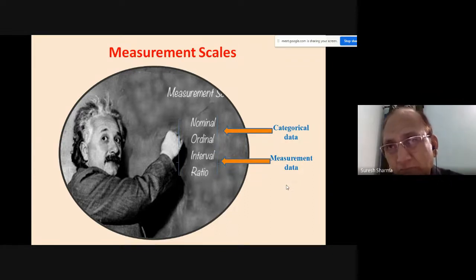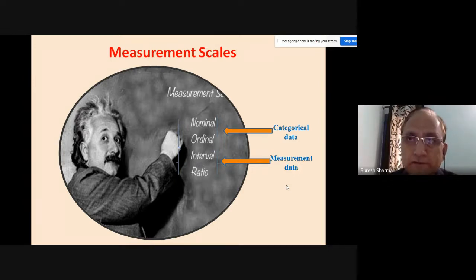There are problems with each and every scale, and to overcome all such problems, there is a highest rating scale, and that is called the ratio scale. Now, what do you mean by ratio scale? Ratio scale is the one where all mathematical operations are valid, except you have to be very careful about 0.